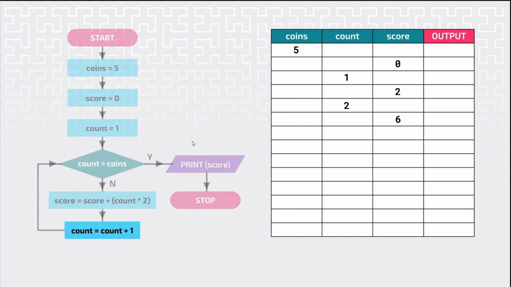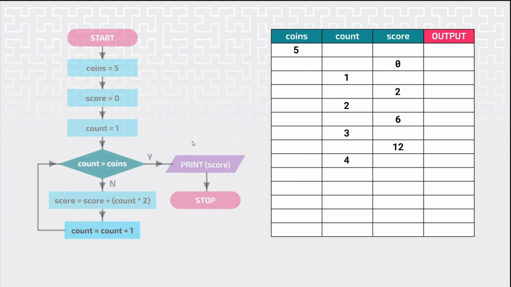Count is incremented again and is now 3. Now back to the decision symbol to check if count is greater than coins. Count is currently 3 and coins is still 5, so this condition is false. Score will be increased again, this time by 3 times 2, which is 6. Adding this, the score's current value is 6 plus 6, which is 12. Count is increased by 1 again, becoming 4.